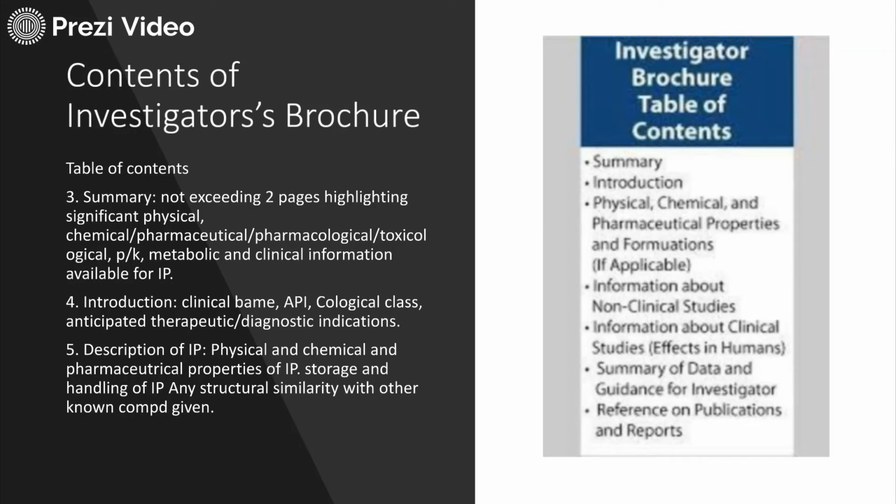Then next, the fourth part, which is actually the information about the introduction and the clinical name, pharmacological class, anticipated therapeutic effects. Then the next category is about the description of the investigational product. So it comprises the physical and the chemical and pharmaceutical properties of the investigational product. IP here refers to investigational product, and it also mentions the storage and handling of the investigational product, and any structural similarity with other known compounds should be provided. So it is basically comprising the summary part. It describes the product, it classifies the product in detail.